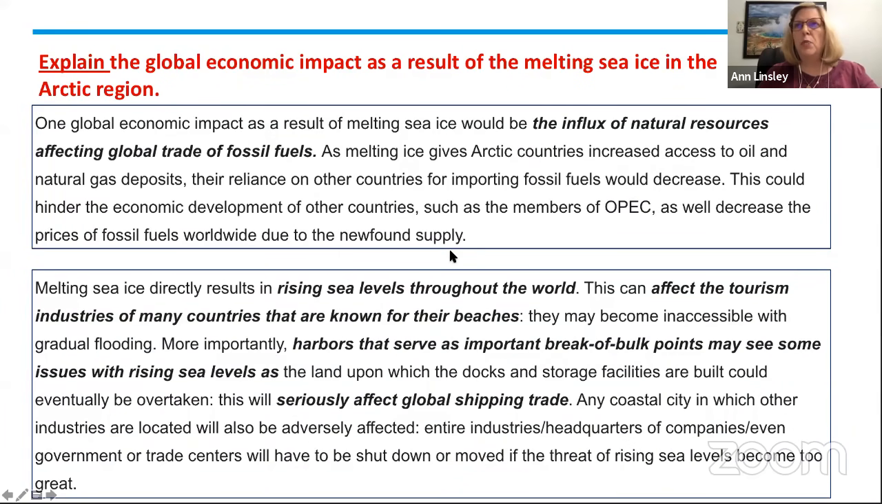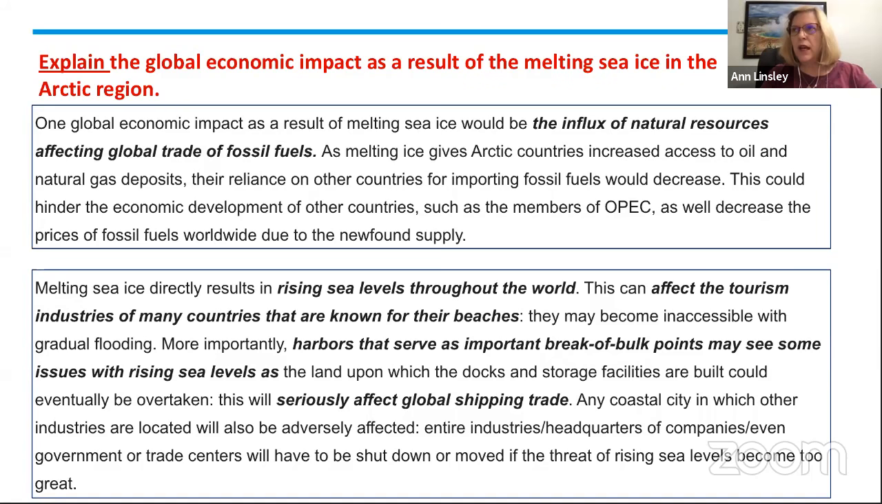All right, the global impact, the global economic impact. So now we've changed our mental scale. The ice is melting in the Arctic region, but now we're looking at what is happening as that ice is melting. We're not looking at the causes of the melting of ice.